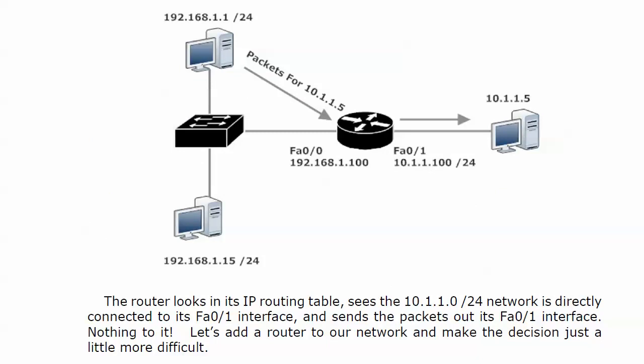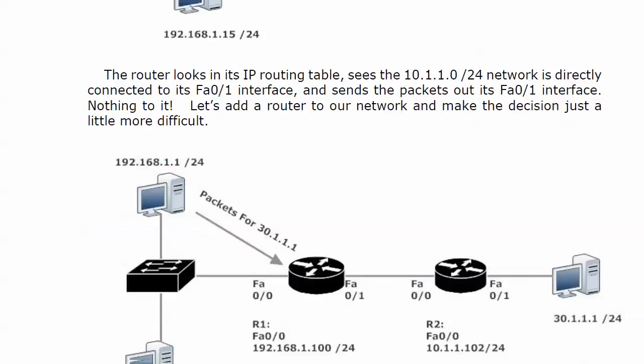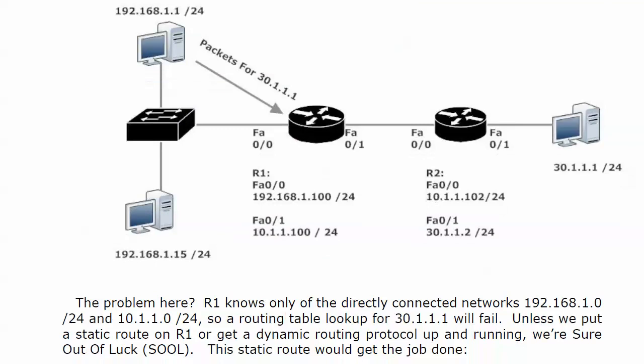Nothing too complicated here, right? I mean, routing can't get any easier, and I'm sure it will never get any more complicated. The router looks in its IP routing table, sees 10.1.1.0/24 is directly connected, sends the packets out that interface, bada bing, bada boom, you got routed packets. Nothing to it.